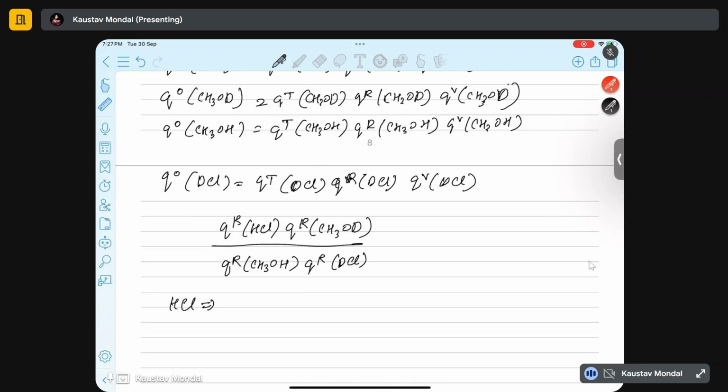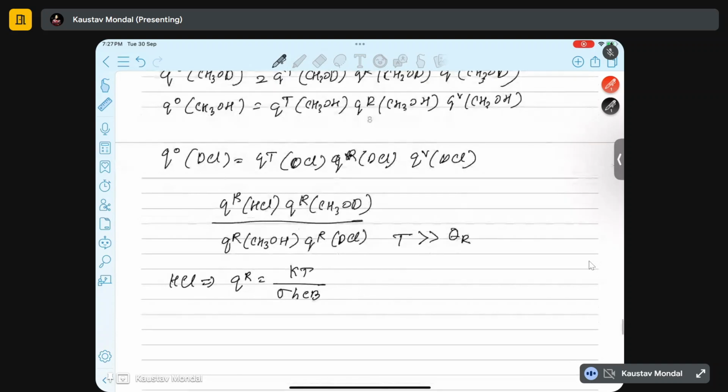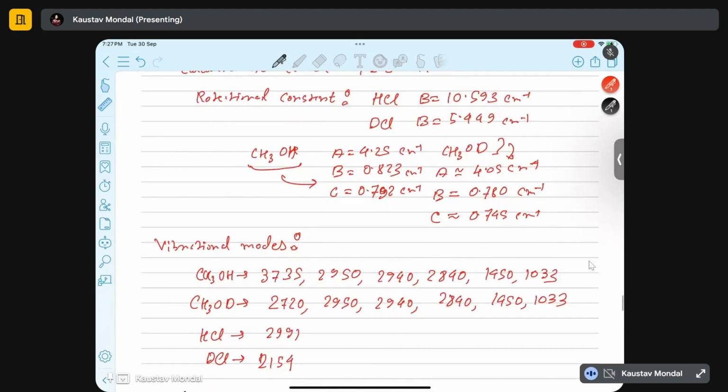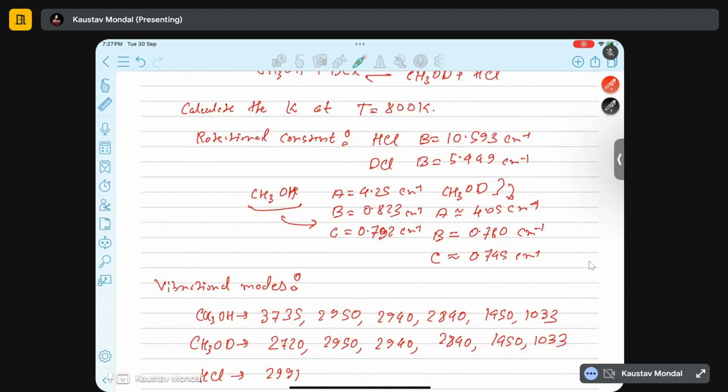So now for HCl, since it's a diatomic linear rotor, the expression for QR would be kT by sigma hcB. Now you have to check here, provided the condition is that the temperature is much higher than theta R. In that case, sigma is equal to 1, since it's a heteronuclear molecule. So it would be kT by hcB, and B is already mentioned here, the value of B for HCl.